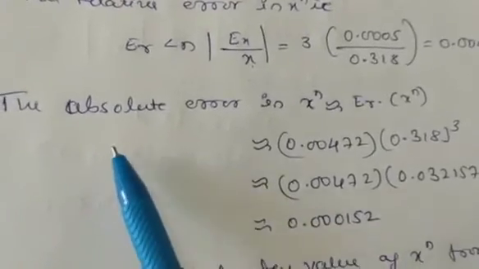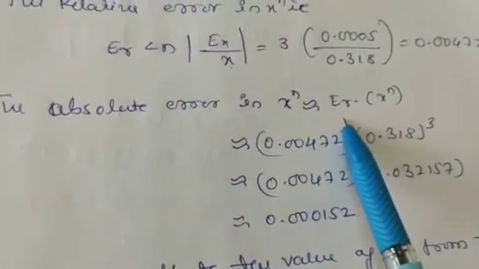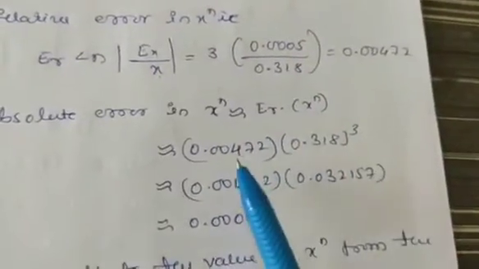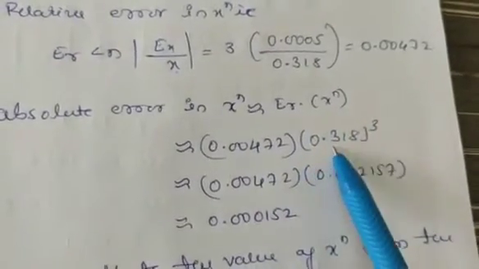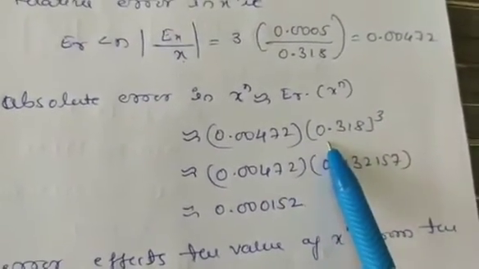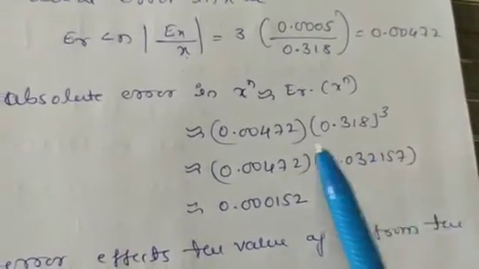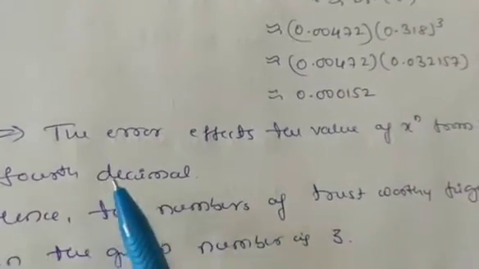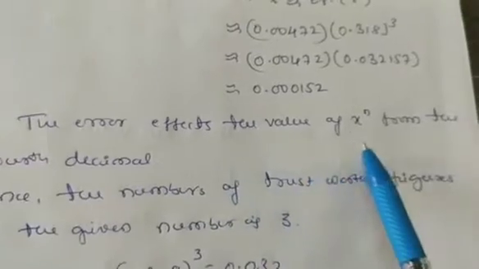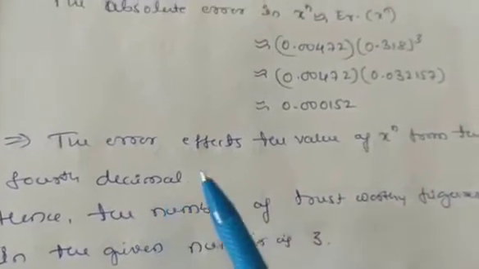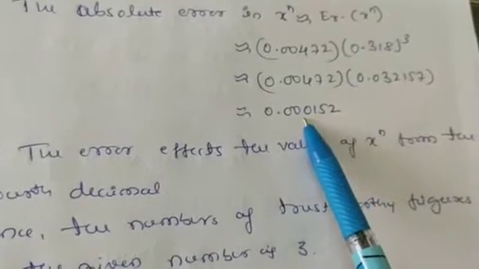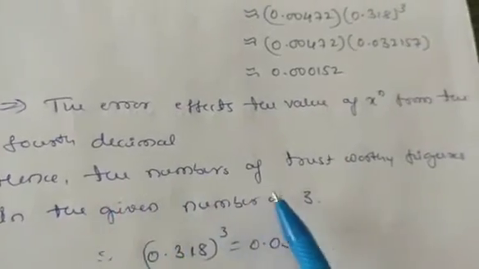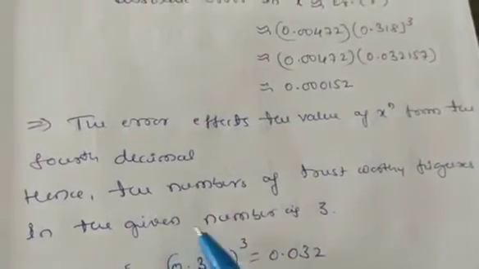Therefore the absolute error in x raised to n is approximately the relative error into x raised to n. The relative error is 0.00472 into 0.318 raised to 3. First find 0.318 raised to 3 and multiply, and you will get 0.0000152. Thus the error affects the value of x raised to n from the 4th decimal place. Because here we have only up to 3 decimal places, it starts affecting from the 4th decimal place. Hence the number of trustworthy figures in the given number is 3.